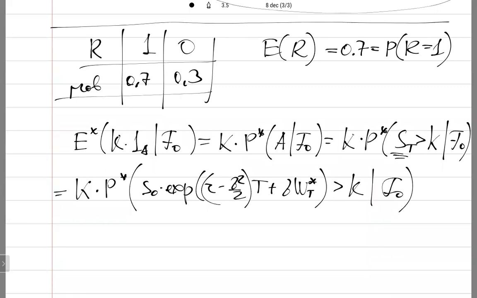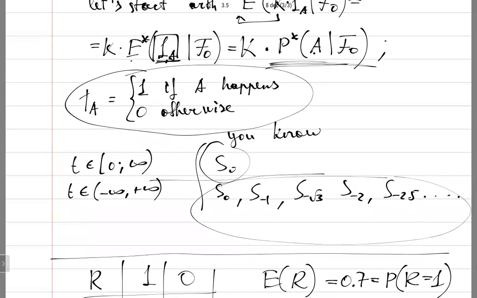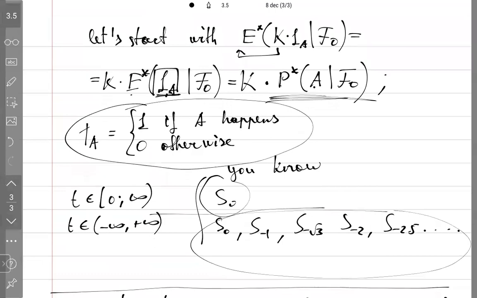Excuse me, I didn't understand how we got from the probability of A to S_T greater than K. What is A? Oh, it's a condition. Okay, thank you.